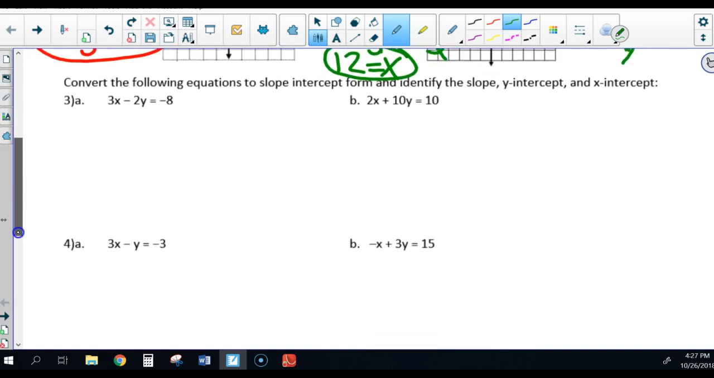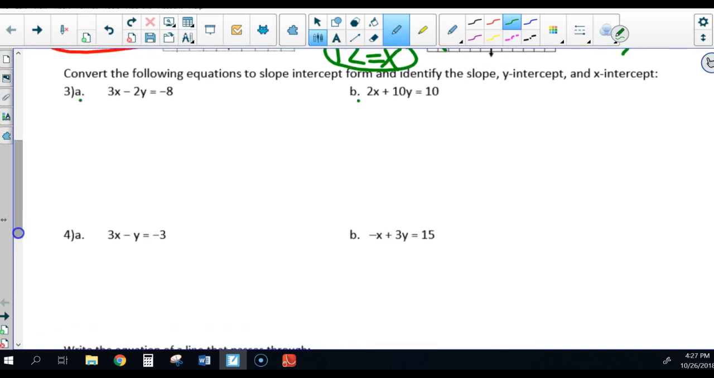Number 3A. These are not like the worksheet where the answers to A and B are the same. I shouldn't have called it 3A and 3B. It should have been 3 and 4, but too late for that. Whatever. Convert the following equations to slope-intercept form.